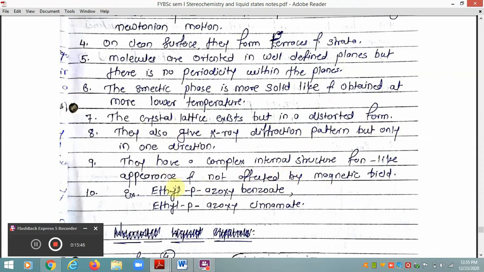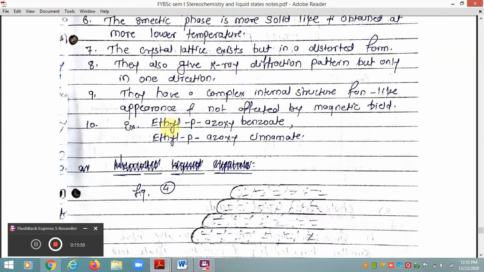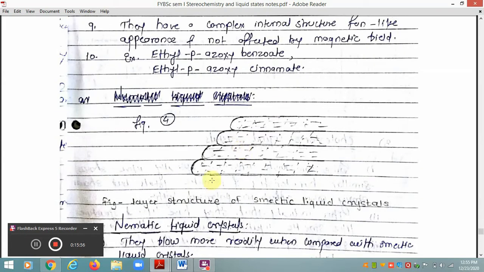Examples of smectic liquid crystals are ethyl para-azoxybenzoate and ethyl para-azoxycinnamate, and this is the diagram that indicates the smectic liquid crystal. I hope you can understand this.